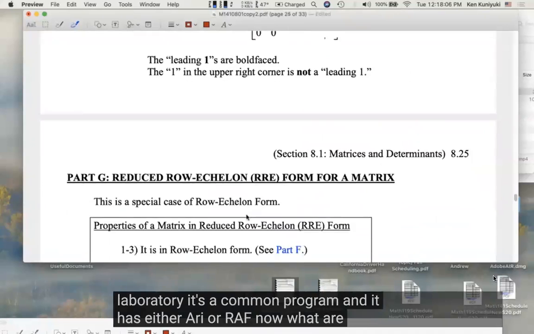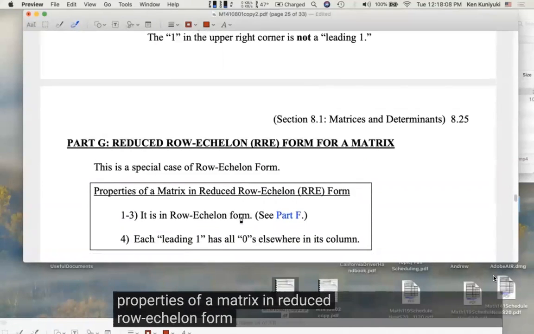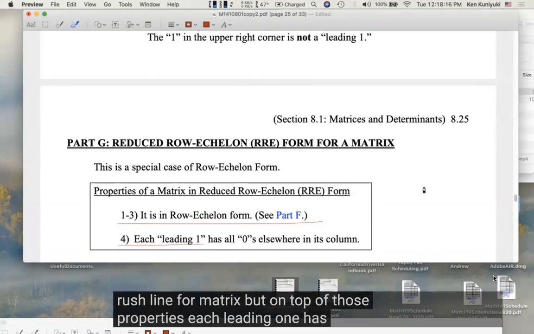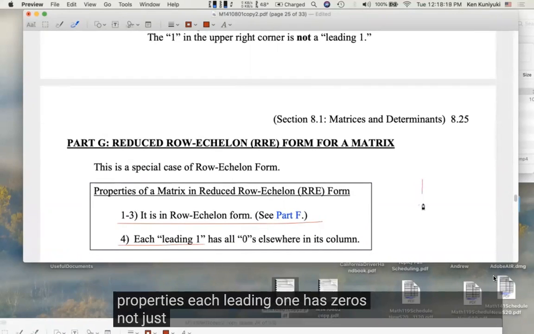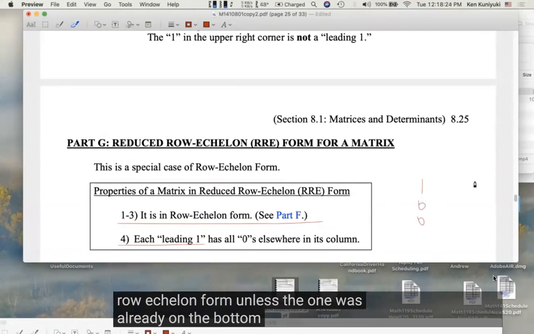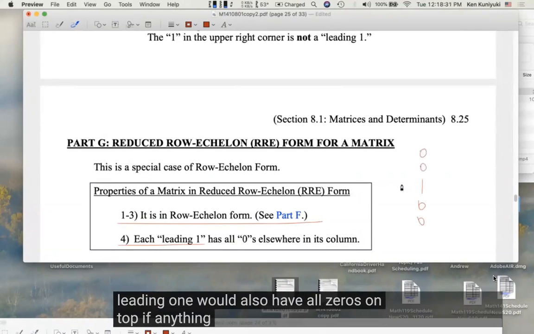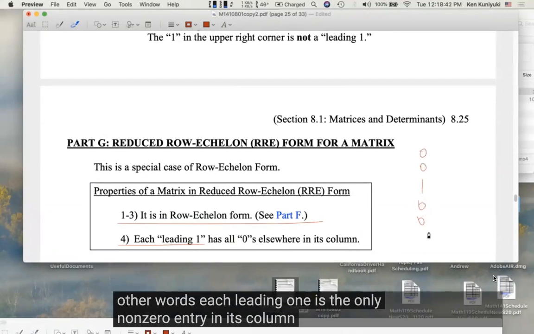Now, what are the properties of a matrix in reduced row echelon form? Well, it's got to be a row echelon form matrix. But on top of those properties, each leading one has zeros, not just below, which would be true for a row echelon form, unless the one was already on the bottom. But the leading one would also have all zeros on top. So each leading one has all zeros elsewhere in its column. Or in other words, each leading one is the only non-zero entry in its column.